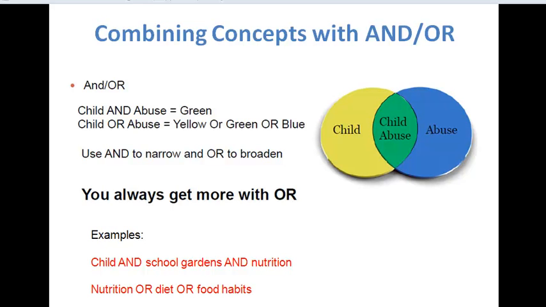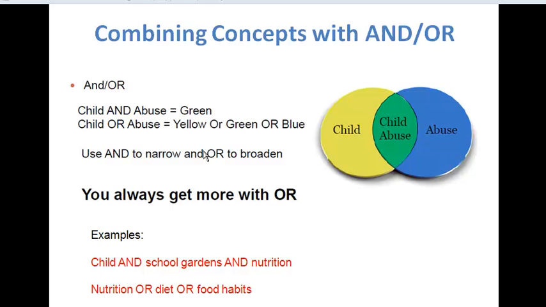We're going to step away from PubMed for a moment to talk about a concept that's foundational to searching. It's really important that you understand this, and that is the idea of combining concepts with AND or OR. When you do keyword searching and you get clusters of results, it's very likely that you're going to want to combine those in certain ways to get the results that you want. So using AND or OR is the way that you can do that.